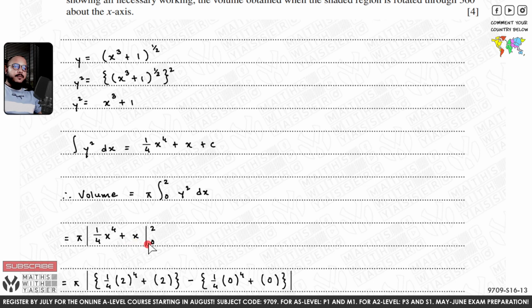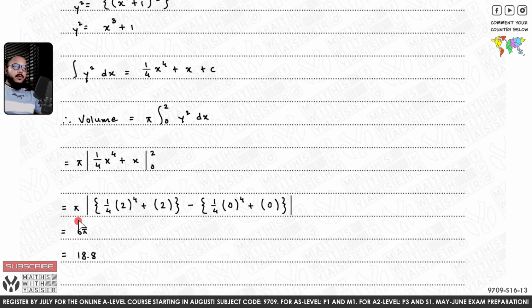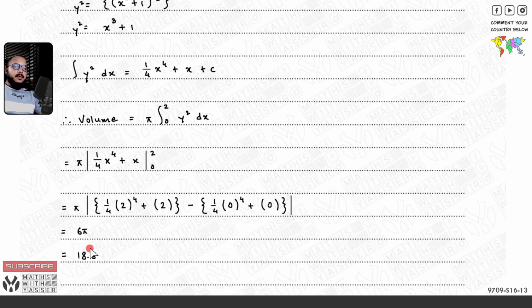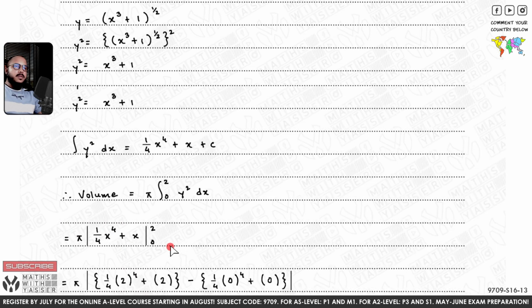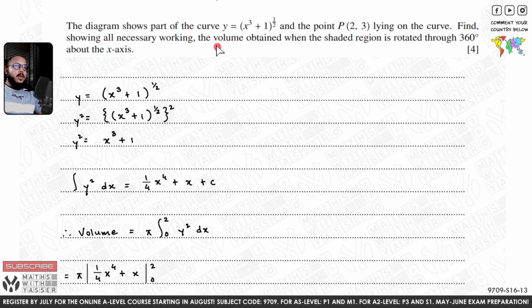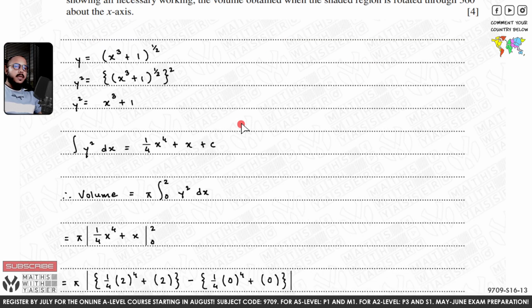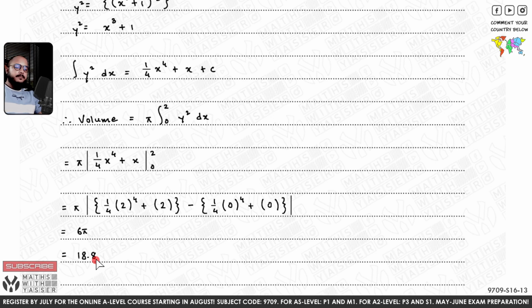Now we simply have to substitute these two values into this equation. And since we are finding the volume, we do not require the constant. So simplifying this, we get 6π, after substituting the value of 2 into x and the value of 0 into this x. And in decimals, it is 18.8 because in the question, they have not asked us to answer in terms of π, so we can give the answer in decimals.